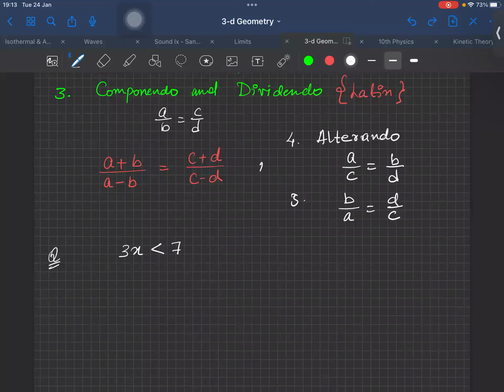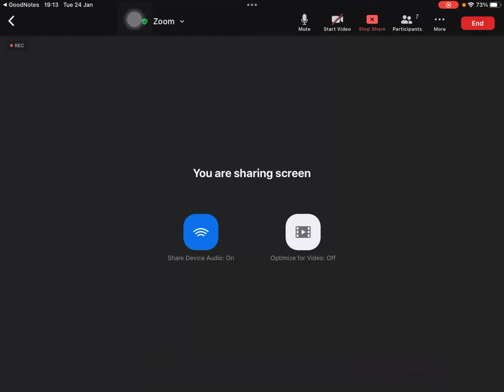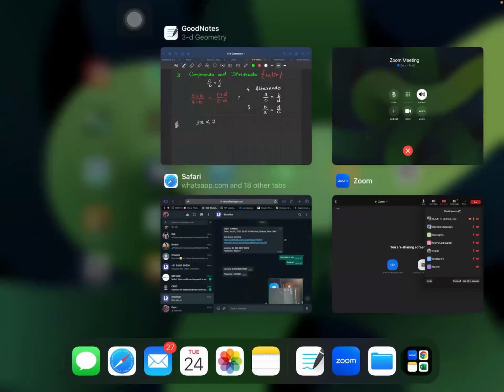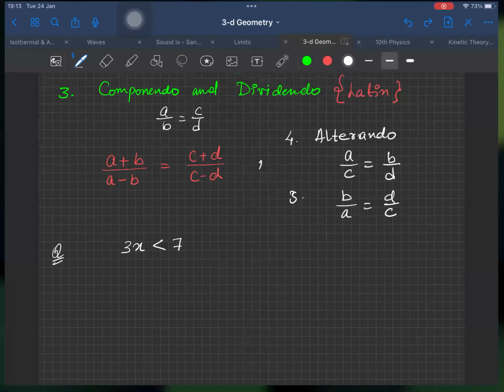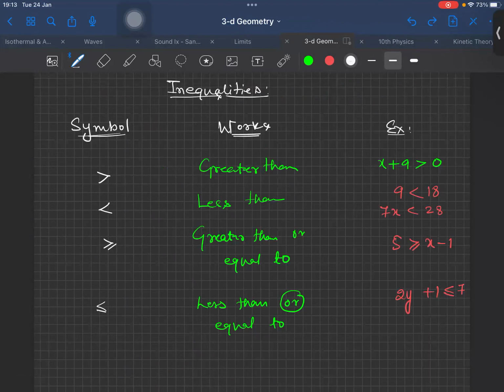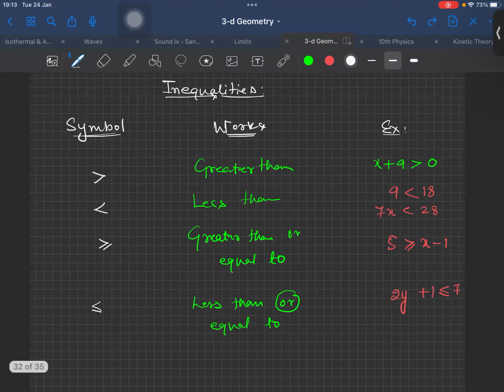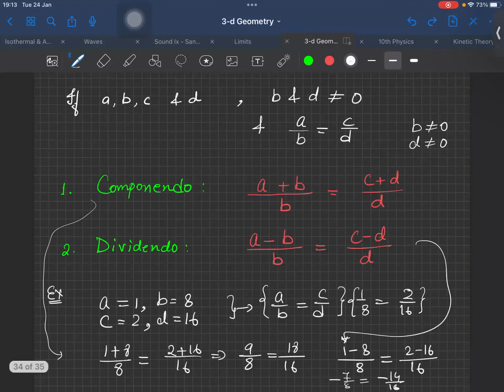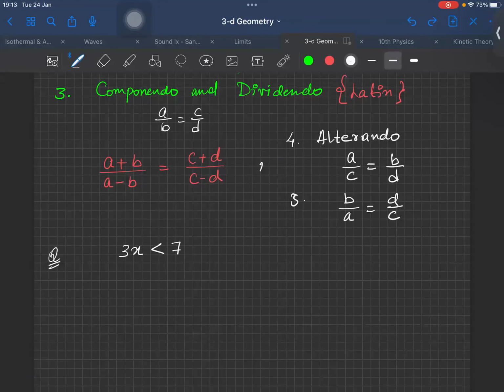Anybody is there online? Yes, sir. Okay, so tell me what will be the possible values of x. It's really easy, right? Did you listen to everything we have done? Yes, sir. Inequalities we are studying, and I'm trying to finish it fast, so just try to understand. Let me know if you have faced any difficulties in this.